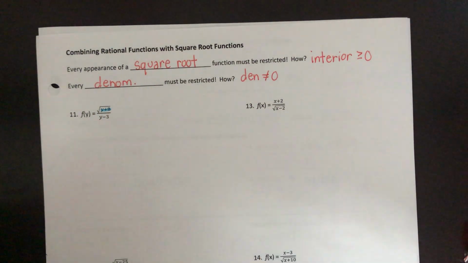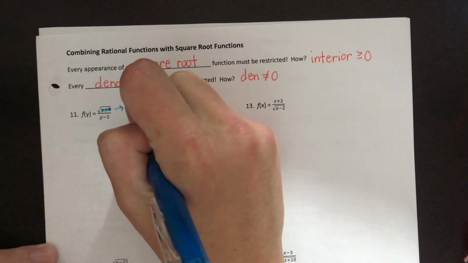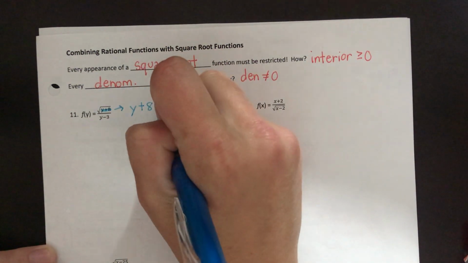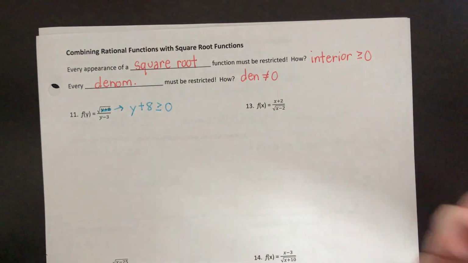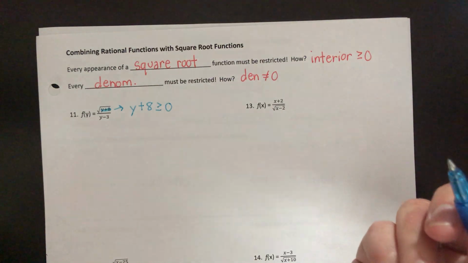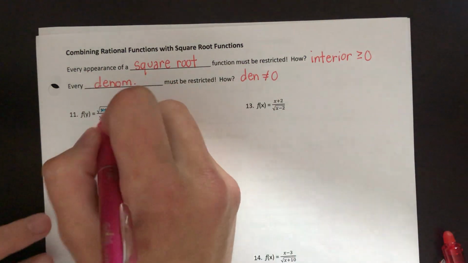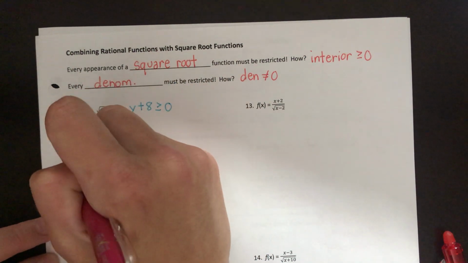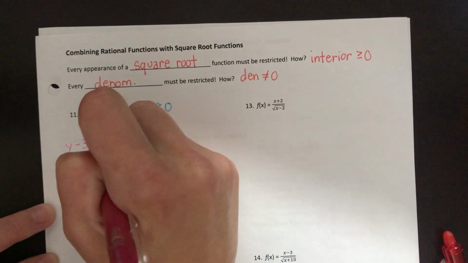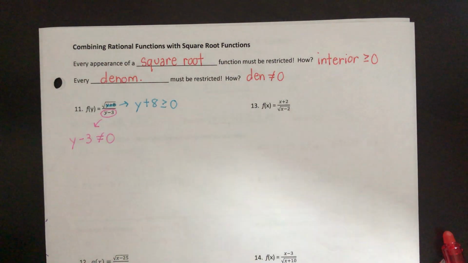So the interior is y plus 8. You have to take the interior and say that y plus 8 has to be greater than or equal to 0. Okay, so that's one of our restrictions. Now the other issue is the denominator, of course. The denominator here, y minus 3, cannot equal 0. Other than that, we don't have any other restrictions.